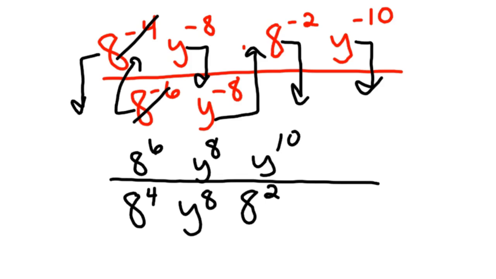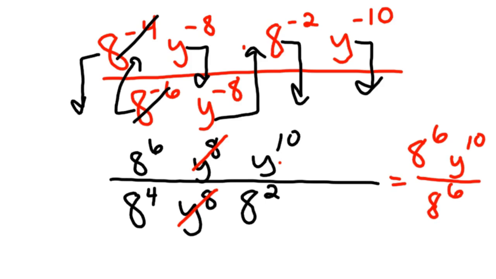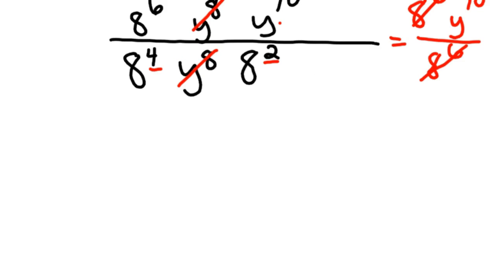All right, so you have 8 y's here, so you can cross out with the 8 y's there. This y to the 10th isn't going to cross out with anything. Notice you've got 8 to the 4th and 8 squared. So, let me rewrite this. You've got 8 to the 6th, y to the 10th, over 8 to the 6th, because 4 plus 2 is 6. So now the 8 to the 6th and the 8 to the 6th cross out, and you've got your final answer, y to the 10th power.